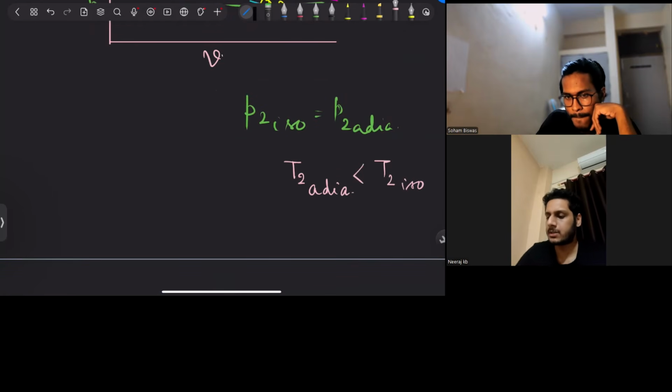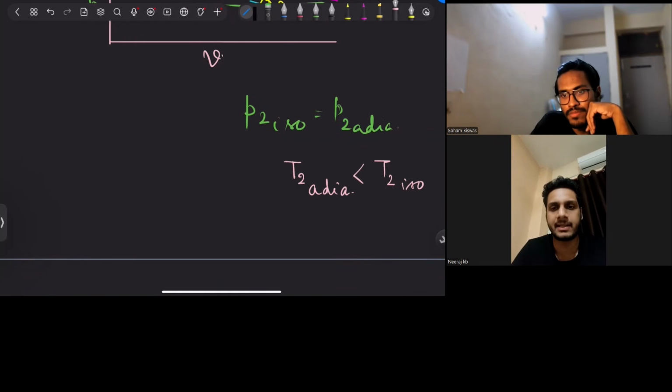Then we have to use the equations basically. Which equation? PV is equal to mRT, the ideal gas equation. Use that and tell me the final answer.